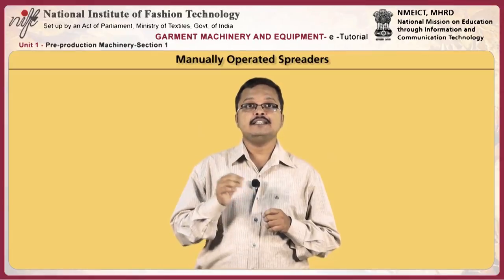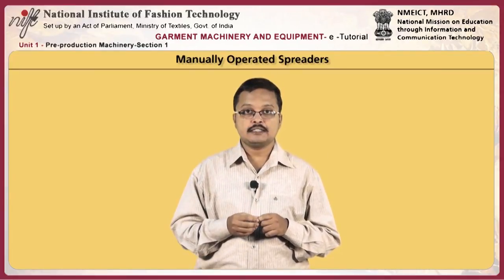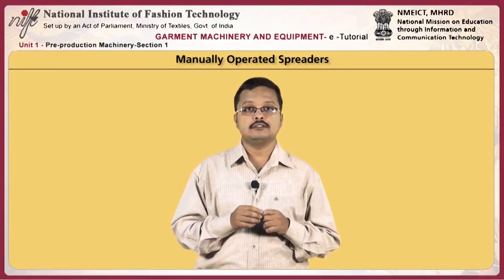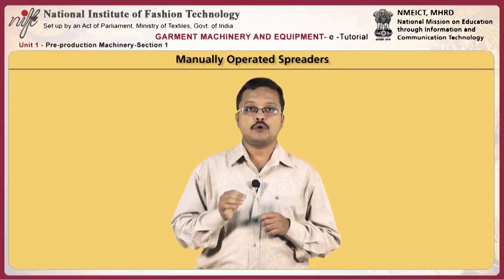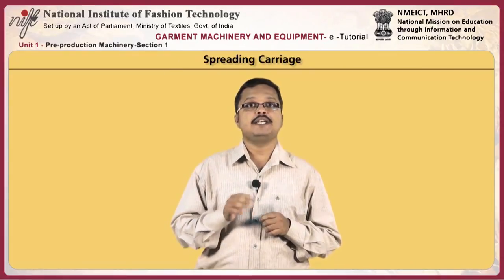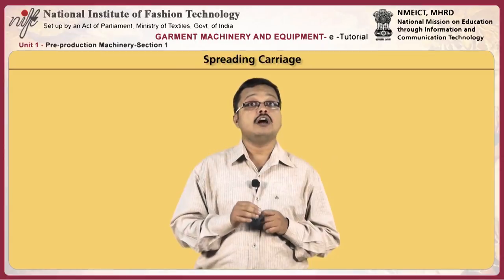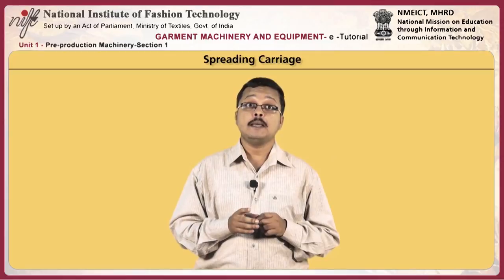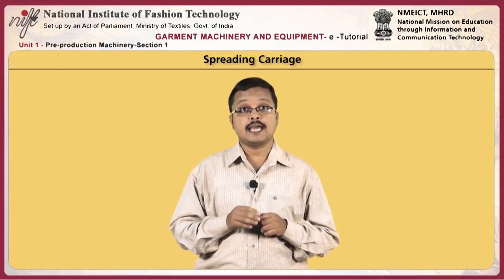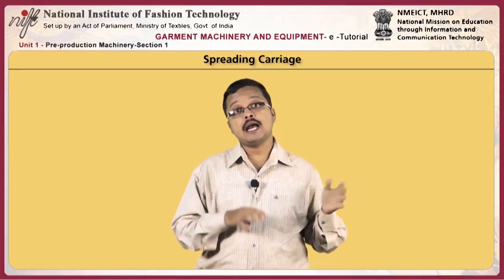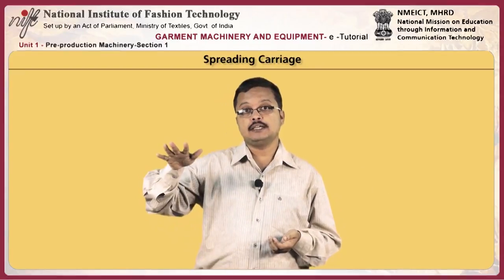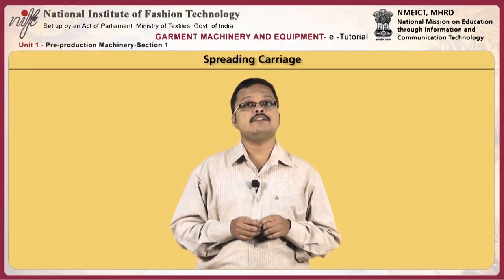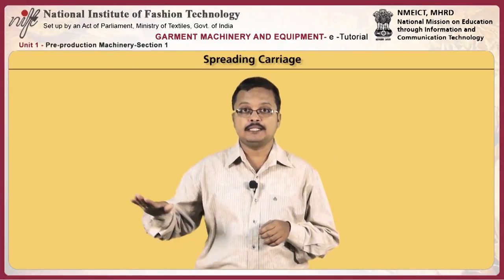Now, it is suitable for short lays and for frequent changes in fabrics and colors. It is often used in small businesses. The spreading carriage. The cloth is unwound and spread semi-automatically using a manually driven carriage. The carriage is moved back and forth over the laying table. A built-in mechanism takes care of aligning the fabric edges and smoothing the plies.